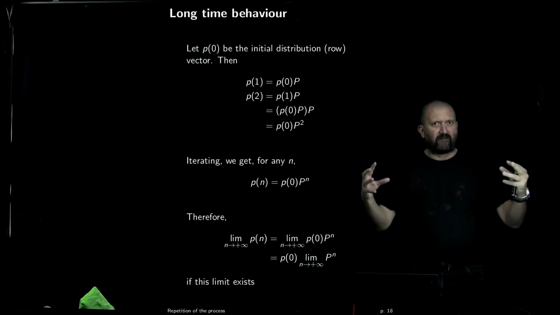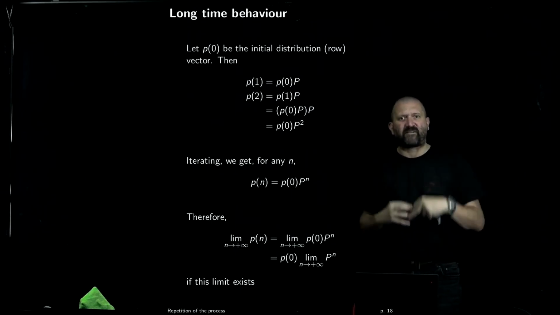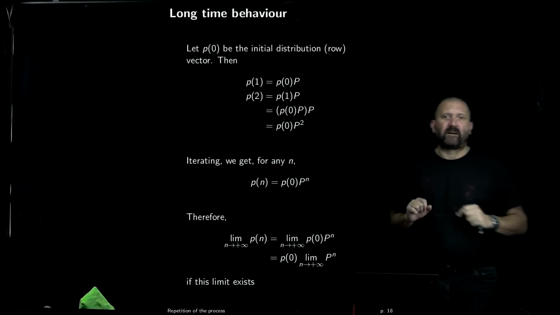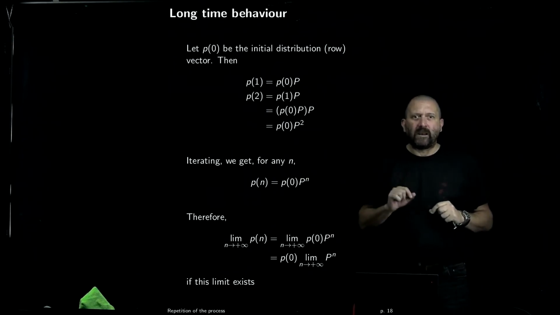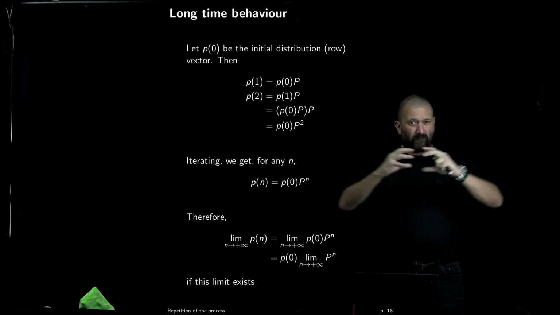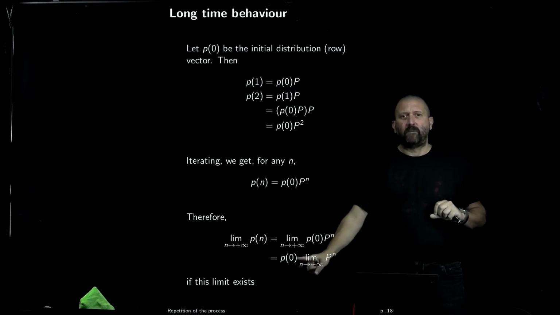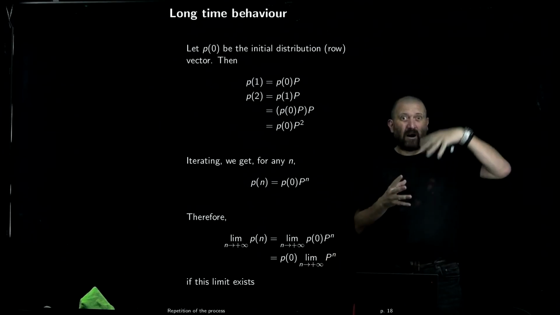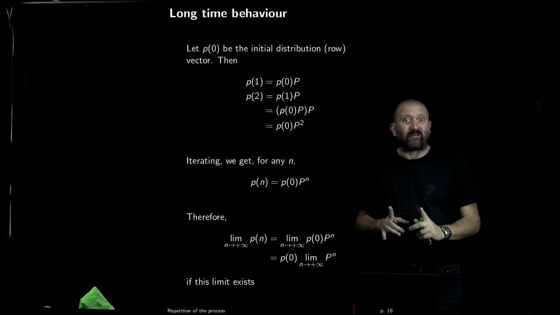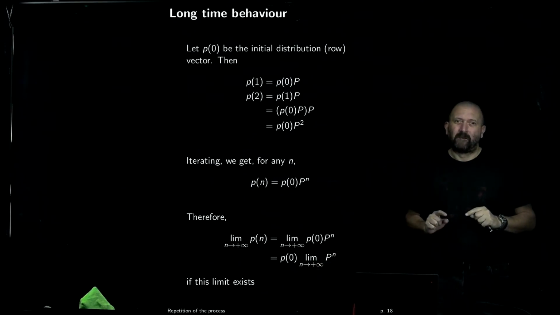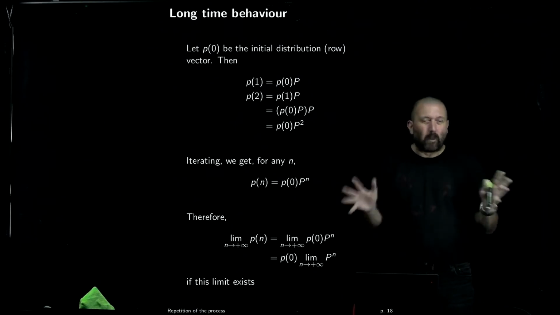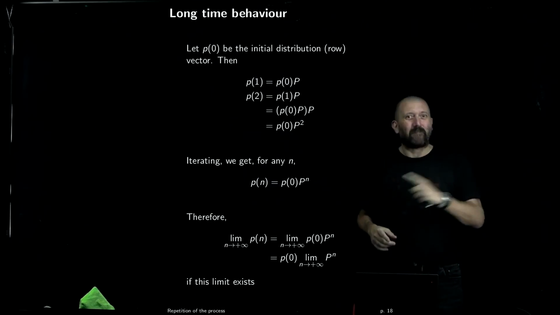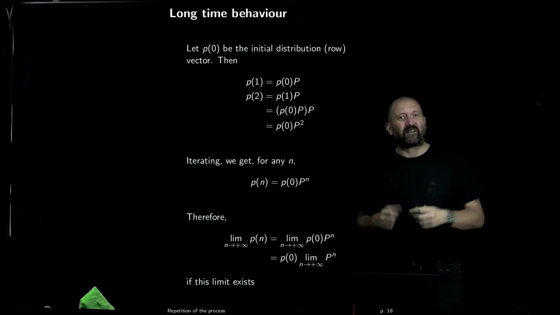I've given myself a P of 0 to start with, and I'm asking what is the overall outcome, and therefore I can simplify the expression and write that the limit when n goes to infinity of the probability vector is given by the value I started with times the limit of this power of the matrix. Of course, that limit has to exist. A priori, you look at this thing and you don't know that it exists, but I'm going to show you that in some cases we know exactly what happens.